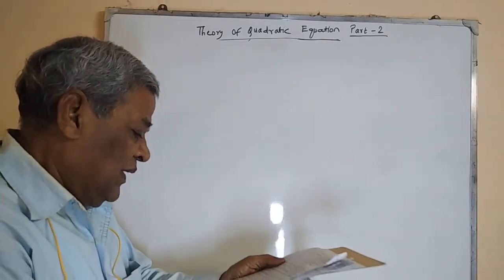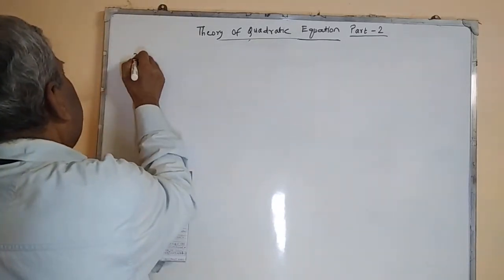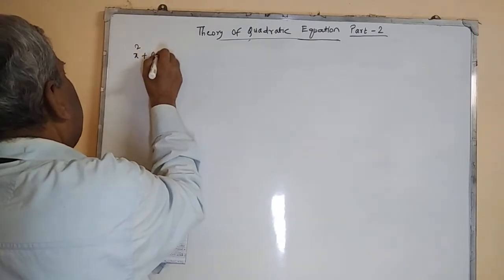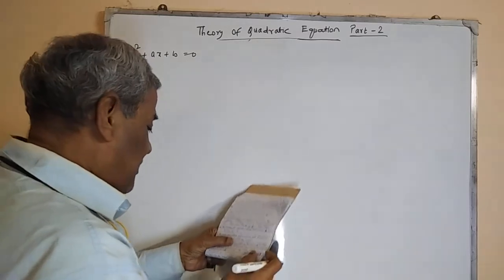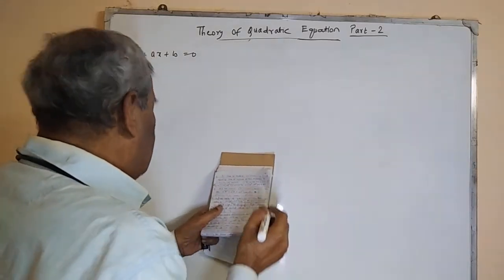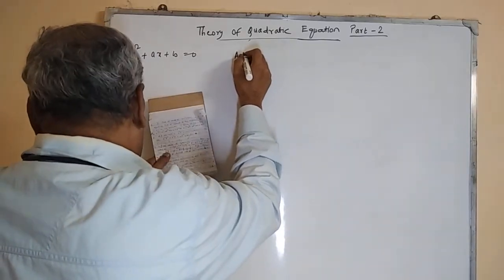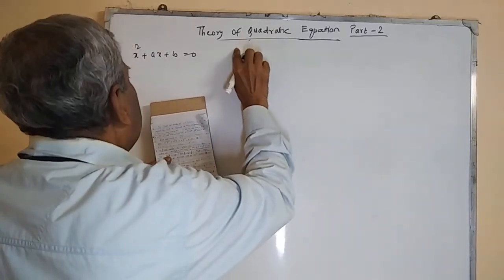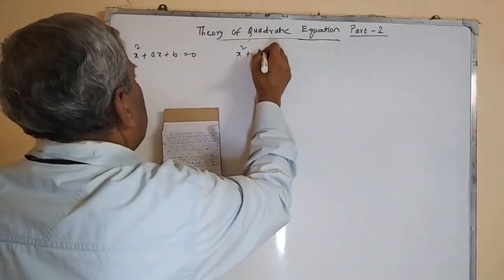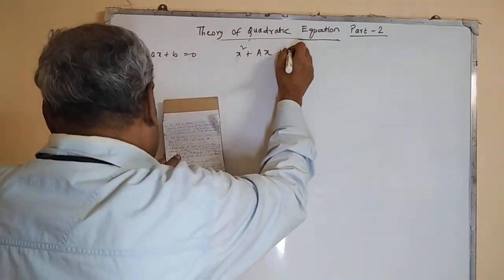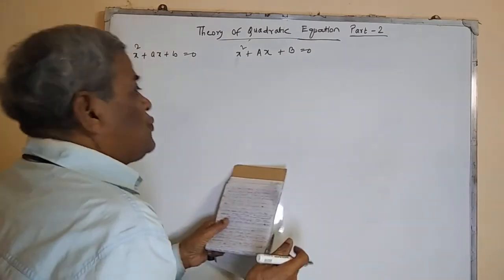First problem is: if one root of x square plus ax plus b is equal to 0 is reciprocal of one root of ax square plus capital A x plus capital B is equal to 0, then which one is true?